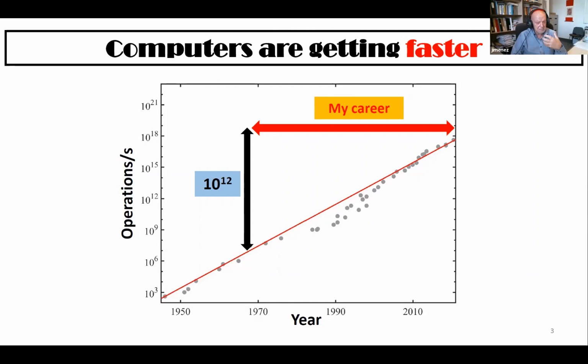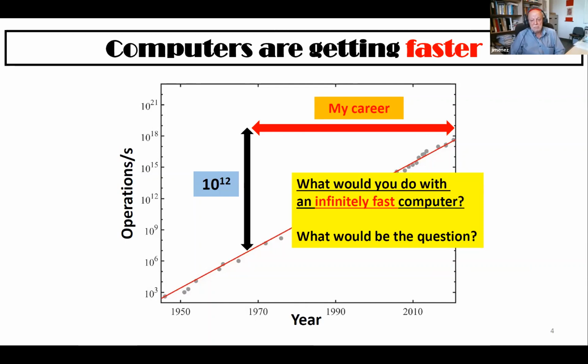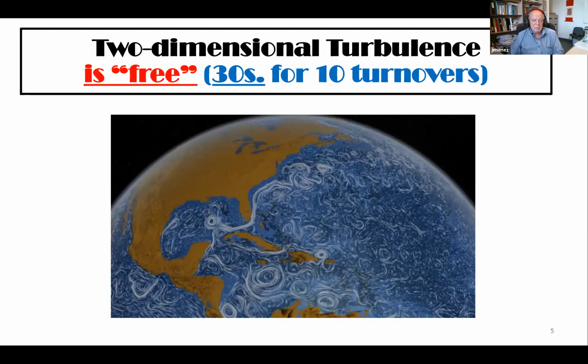And then I asked myself, what would I do with an infinitely fast computer? Assuming that for some purpose the computer becomes infinitely fast, I can ask a question and get the answer immediately or within a minute or something. What would be the question? What would you do in a case like that? Okay. And then this is how I went back to the problem of two-dimensional turbulence, because it's one of these subjects which is basically free now. To do a reasonable simulation of two-dimensional turbulence takes something like 30 seconds on a GPU.